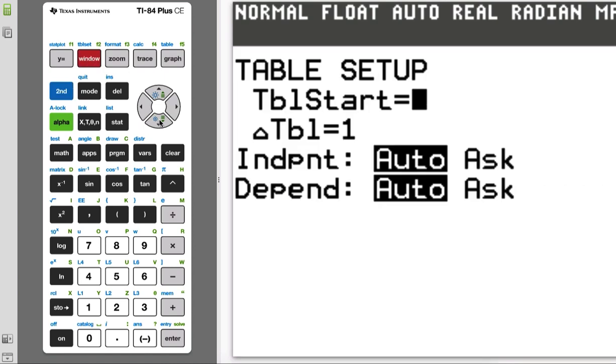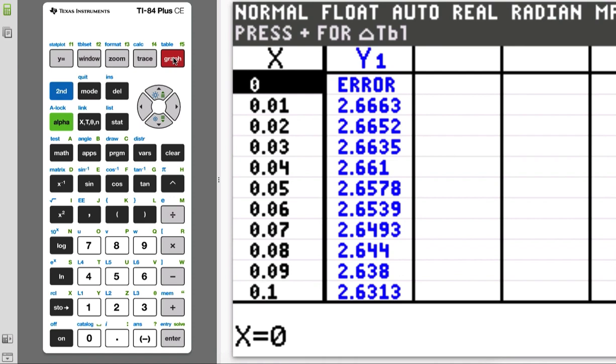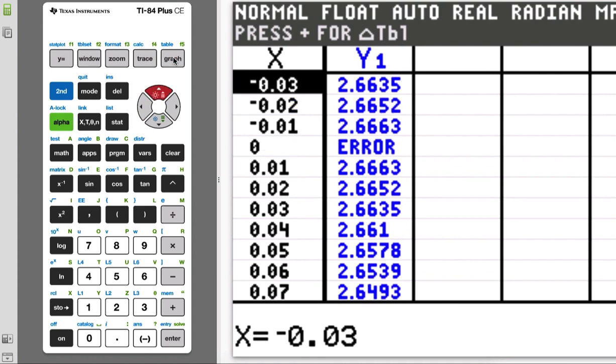Let's do this. Second table set. We'll start at 0, but instead of going by 1s, let's go by 0.01s to see what it looks like. Oh my gosh, you can see it. It's heading towards 2.666 from both sides. So our answer of 8/3 is correct. L'Hospital's rule does work. That's good to know.